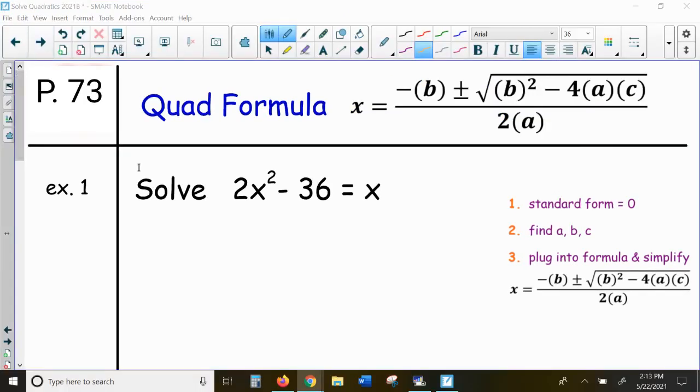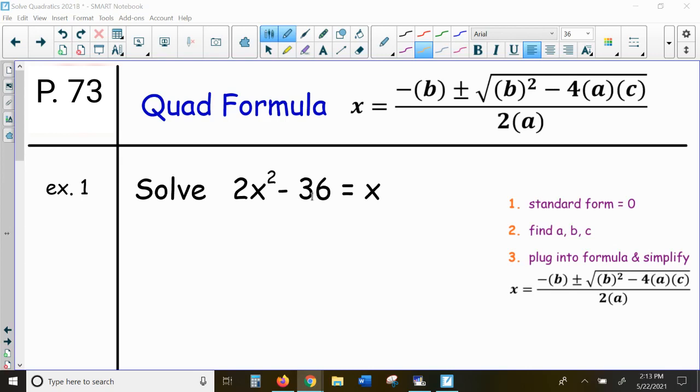Here's our first example, example 1. We're going to solve 2x squared minus 36 equals x. I have pasted the little steps that you have on page 98 from your last video. So if you don't have these on page 98, make sure you copy them. I also included these on the right-hand side as I go along, but I'm going to have you write them as we go. So just worry about writing example 1, solve 2x squared minus 36 equals x.